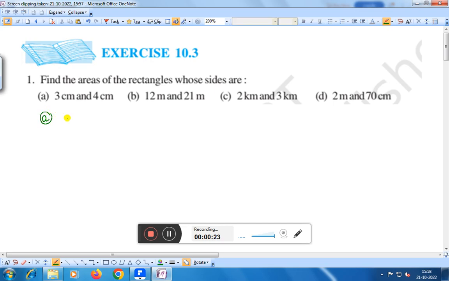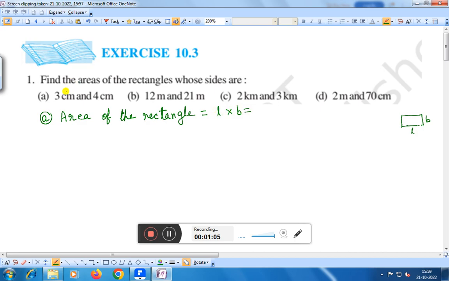Question number A. Area of the rectangle. We know that the area of a rectangle is length into breadth. Suppose this is a rectangle, this is length and this is breadth. Therefore, area of rectangle is length into breadth.